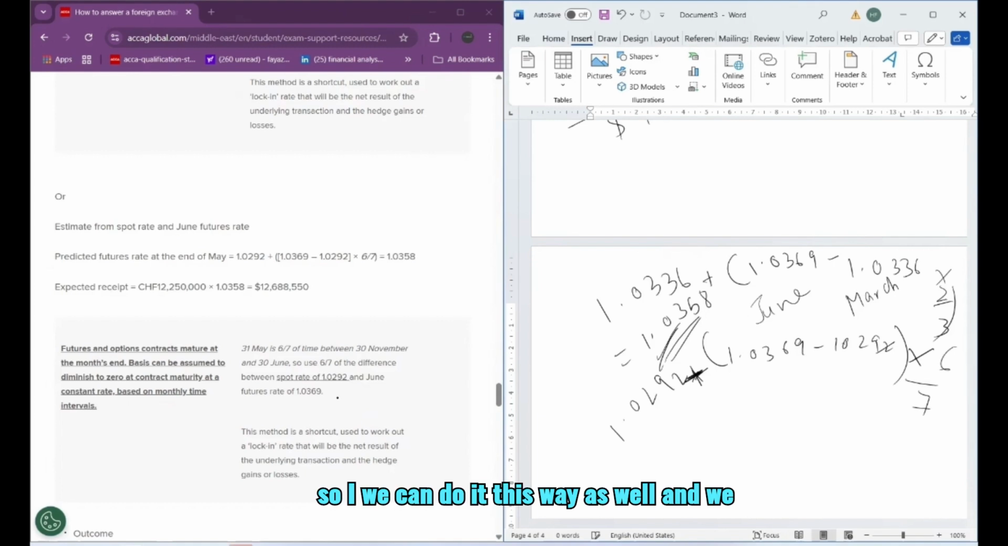Okay. So we can do it this way as well. And I will calculate it and do it because I'm very interested in the calculation. So 1.0369 minus 1.0292 into 6 by 7 and plus 1.0292, we get 1.0358. So we are getting the same rate technically, is it? Yeah. Same rate under both. See, under both the methods, I got the same rate. So 1.0358.